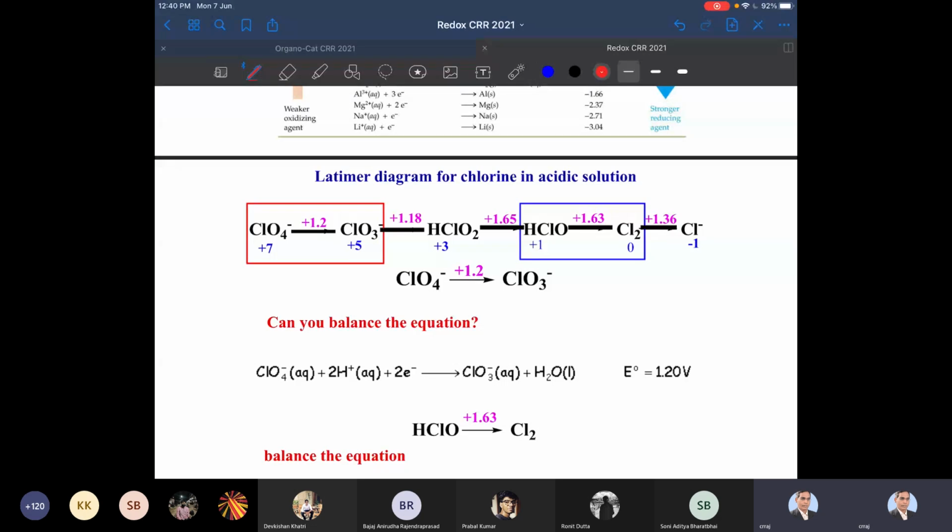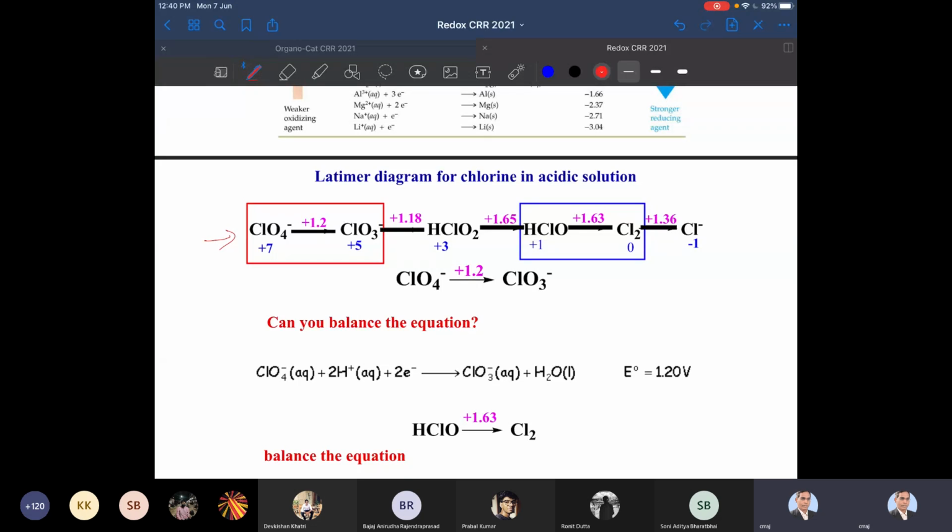Now, see here. Carefully look, and forget about the red and blue box. First look at here. ClO4-, that is perchlorate. I hope you are following. And then you have ClO3-, chlorate. And then you have HClO2. And then HClO, Cl2, Cl-. It's the same chlorine species involved, but you have 5 different oxidation states, right? I hope you are following.